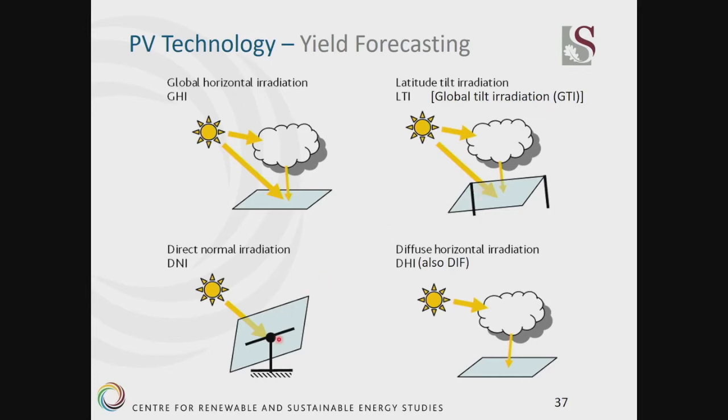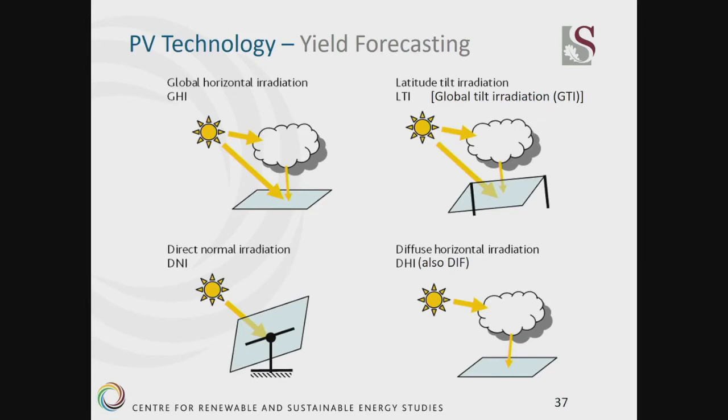Then we have direct normal irradiance. This is when the module is tilted in such a way that the sunlight is normal to the panel, so it's directly onto the panel. This is very important for the concentrated solar power technologies, but for PV it's not so important.